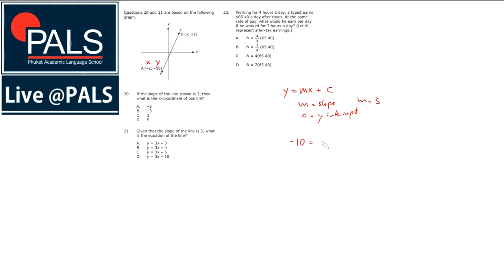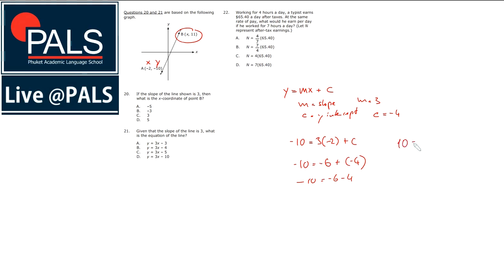Minus 10 is equal to 3 times minus 2 plus c, so now we can find c. 3 times minus 2 is minus 6, so minus 10 is equal to minus 6 plus what? Minus 4. So minus 10 is equal to minus 6 minus 4. That's true, that's correct. So now we know that c is equal to minus 4. And now we can find x.